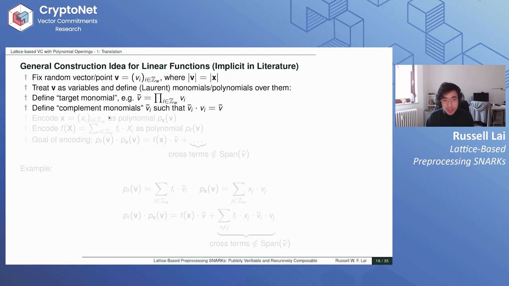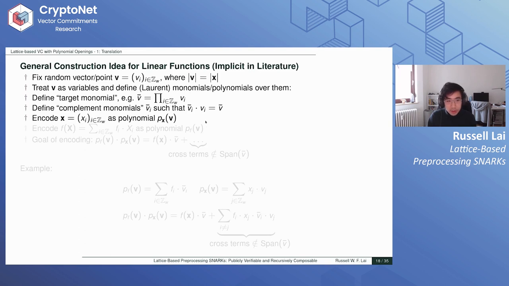And next, we will define for each entry of V a complement monomial denoted by Vi bar. These complement monomials are set up so that when we multiply Vi bar with Vi together, we get the target monomial back for all i.